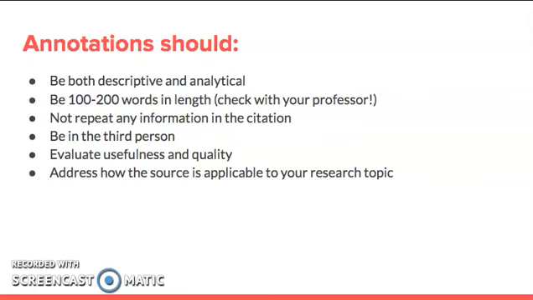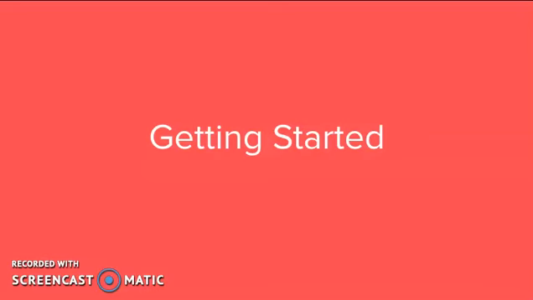And then lastly, you'll want to make sure that whatever you're writing in your annotation reflects back to and is applicable to your research topic. In other words, make sure your reader understands why this source is relevant and important to your topic, so that if someone was researching the same thing, they would know if the source was useful. And more importantly, your professor or your colleagues would know why you've chosen to include this source in your annotated bibliography.